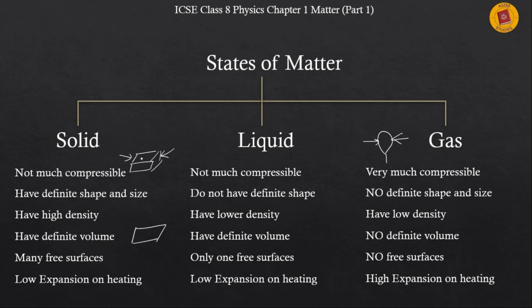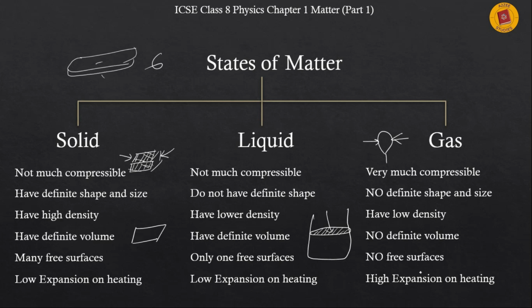Now when you come to free surfaces, what are free surfaces? When we put a solid, a pencil box, in front of you, for example, we see that it has 6 surfaces and they cannot be altered. That is called free surfaces. But liquids have only one surface. If you take water in a glass, you will see that you have only one surface, that is on the top. That is only one free surface. And gases have no free surfaces. If you put gas in a balloon, it has no free surface.